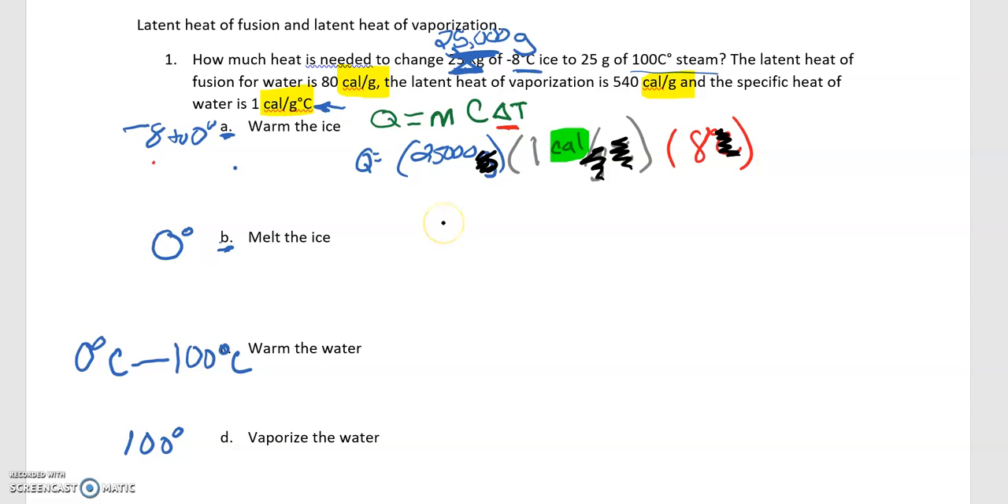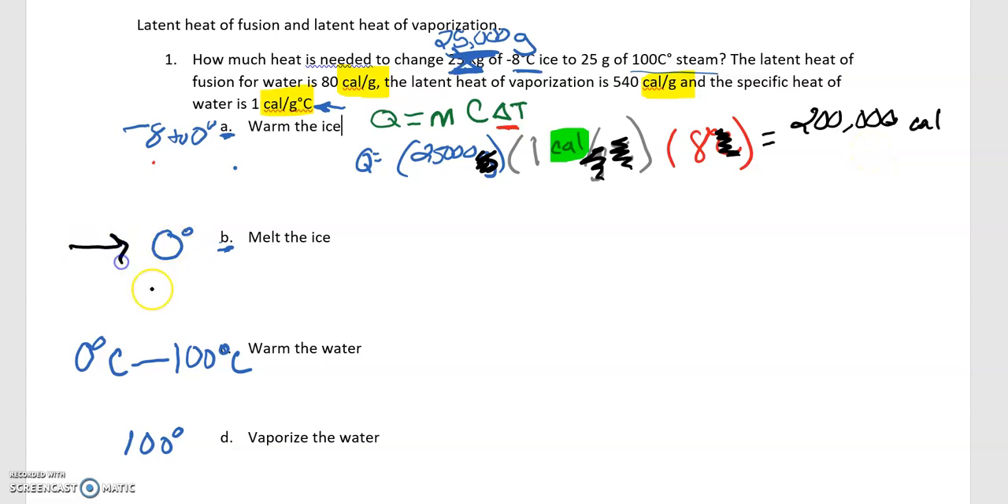Once I make sure that my labels all work out, I go ahead and just multiply that all together, and I got, let's see, 200,000 calories. And that is just to warm up the ice from -8 to 0 degrees Celsius. So that's just one component of our process.